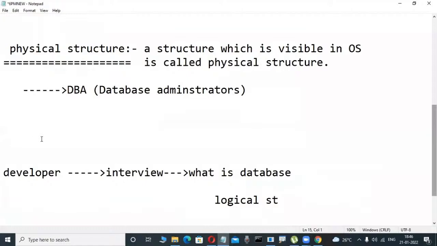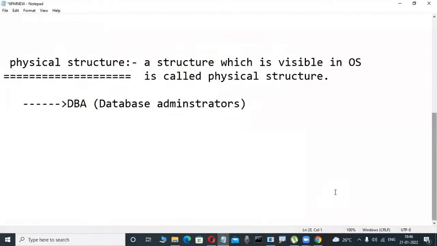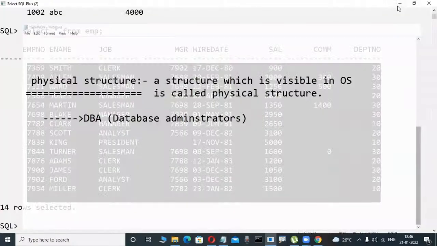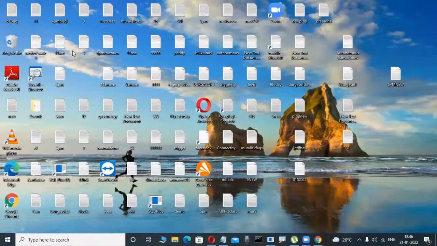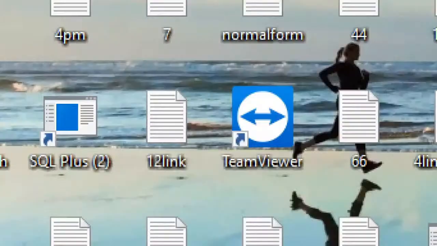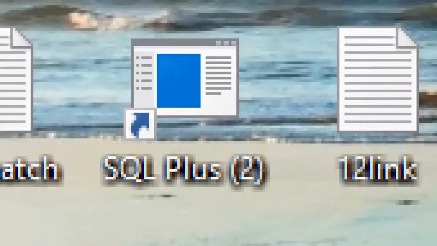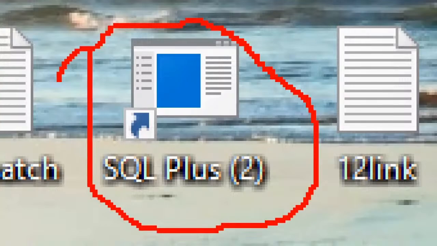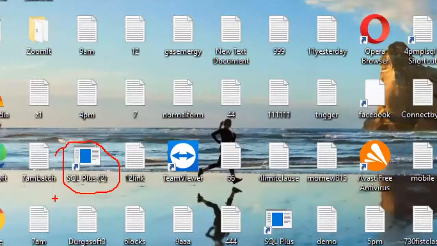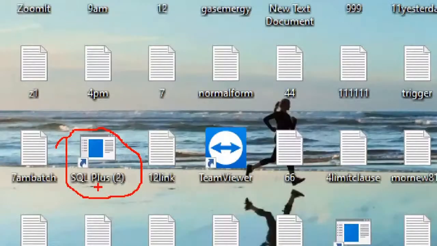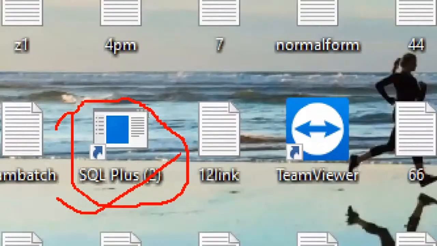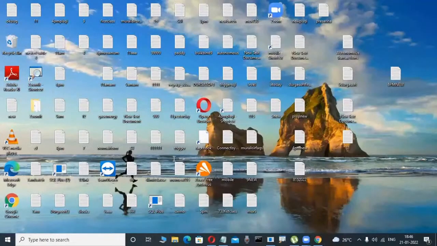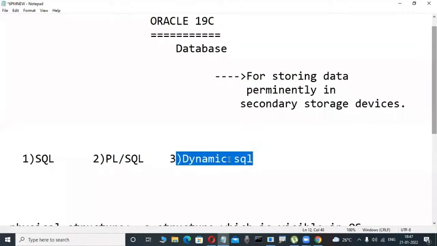Okay, fine. Now check it out, observe it here. On my screen, something is there. What is this one? I installed Oracle. What is this? SQL Plus is there. SQL is a language, you have an idea. PLSQL is a language, some coding is there. Dynamic SQL is a language. Daily we are writing code.